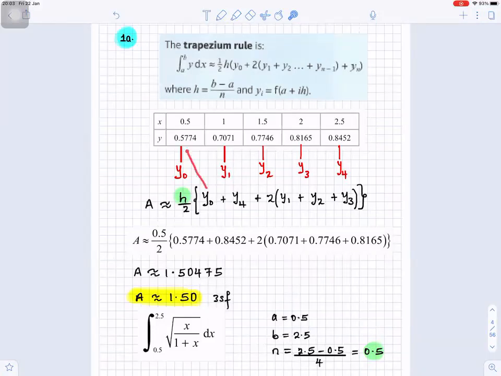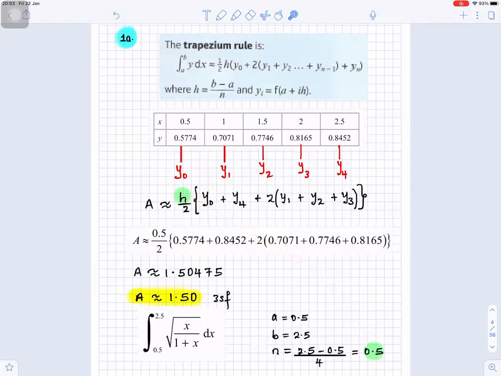y0 is the first value for y. y4 is the last value. So it's the first plus the last plus 2 times the rest: 2 times y1, 2 times y2, 2 times y3. And the value for h is 0.5.